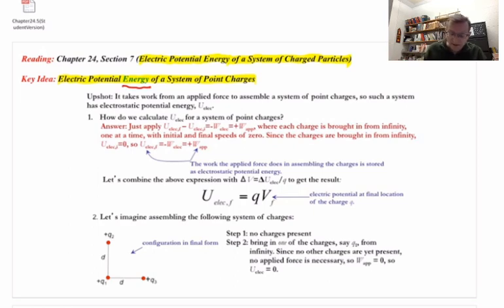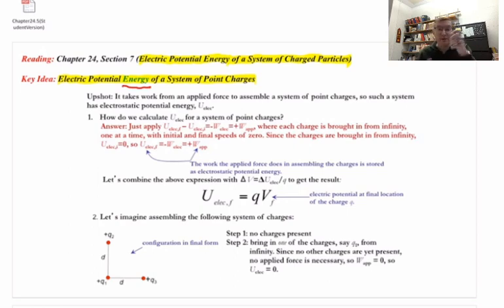Okay, so here's the upshot, the big picture. If you have some configuration of particles with charge sitting somewhere in space, there is some stored electrical energy just in them being there. And the way to think about that is that we, as external agents, are going to have to do work to configure the charges the way they are. Somebody's going to have to take them and drag them and put them where you want them.